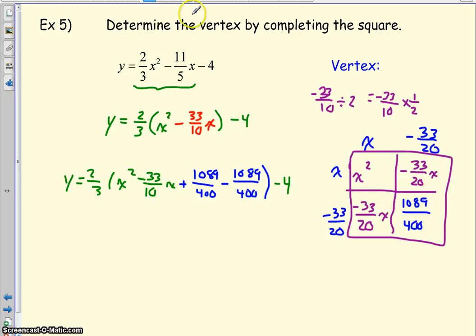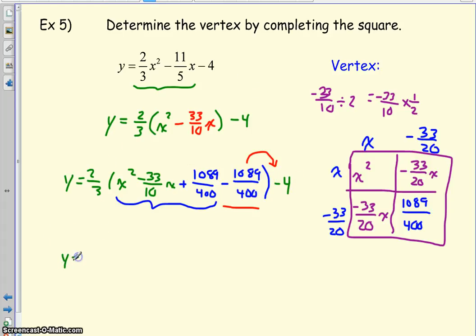Okay, and now you have to remember here that to create my perfect square, this is what I need. This is what's in my array that creates a perfect square. This other part right here is negative 1089 over 400. I don't actually want that in there. It's not part of my perfect square, so I'm going to remove it from the bracket. But remember that everything in this bracket is multiplied by 2/3. So I'm going to take this 1089 over 400 outside the bracket. It needs to get multiplied by that 2/3. So just to show you how that works.